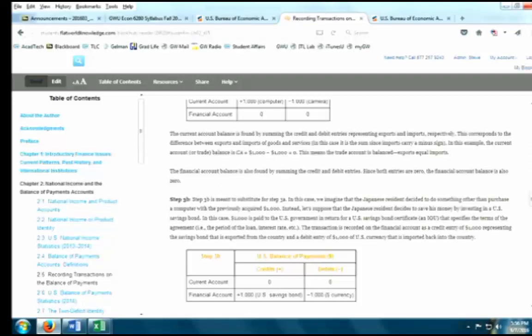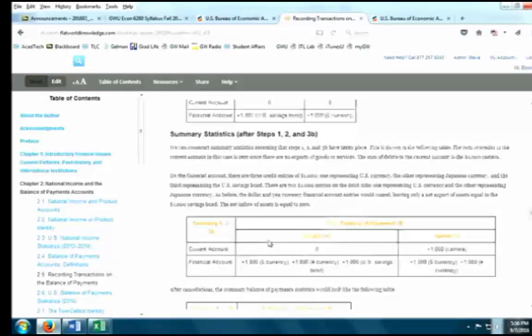Now, step one, currency traded. Step two, a U.S. resident buys a camera in Japan. Step three, the Japanese resident takes the dollars they acquired and purchases a bond issued by the U.S. government. Let's calculate summary statistics after steps 1, 2, and 3. Well, now, on the current account, we don't have any kind of an export, right? Nothing's been exported in terms of goods or services. But we still have the $1,000 camera import.